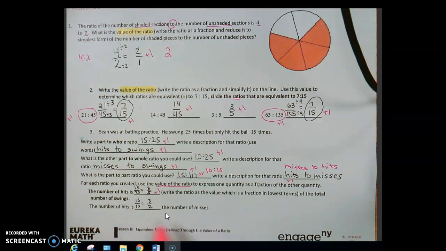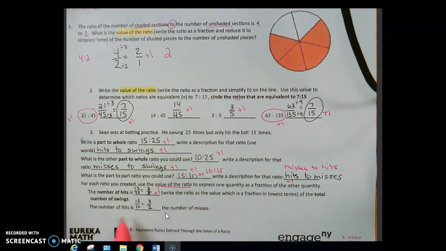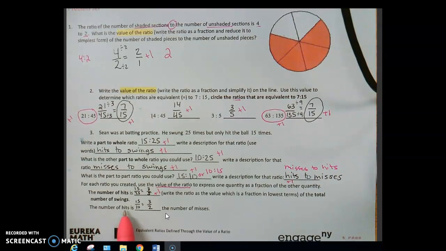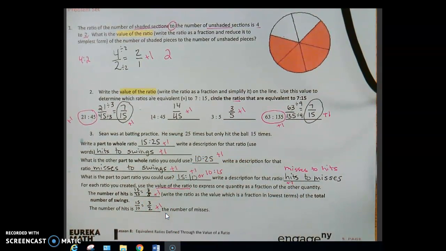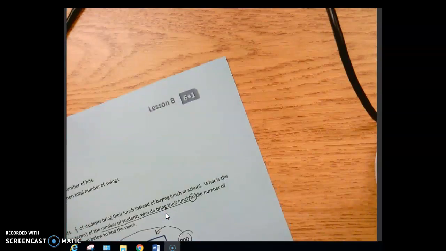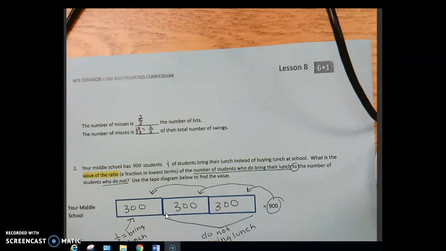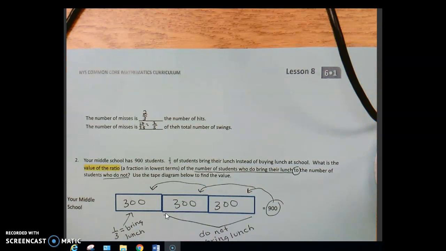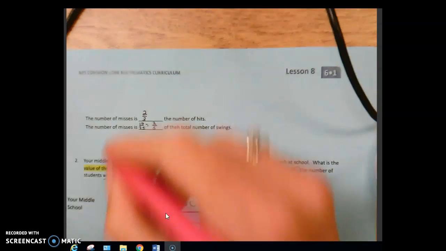His number of hits to the number of misses. So again, I kind of go up here. This one was hits to misses, so that's 15/10. Simplified, divide both of them by 5, you get 3/2. So the number of hits, he had 3/2 the number of misses. Plus 1 if you have that. On the back, the number of misses to the number of hits. I didn't resolve that one because it's just the opposite of the 3/2, so that's 2/3. He had 2/3 misses to the number of hits.